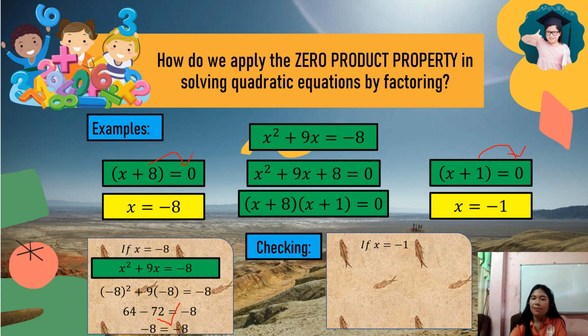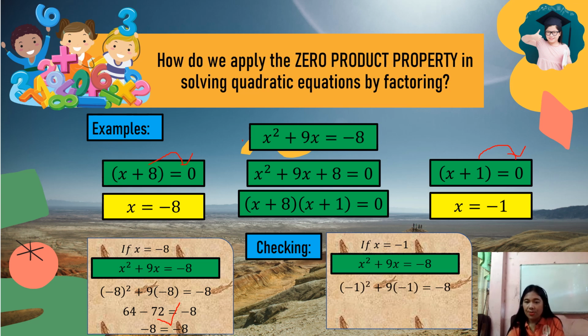Here, if we have x is negative 1, we go back again to the original equation and do the same process on the other side. Substitute x with negative 1. So, we have here negative 1 squared and so on. Evaluate: negative 1 squared is positive 1. 9 times negative 1 is negative 9. Then, what is 1 minus 9? Of course, that is negative 8. So, again, our solution is correct. Therefore, there are two values.